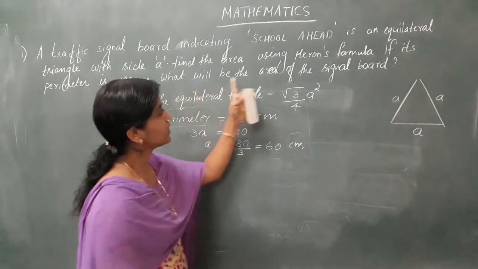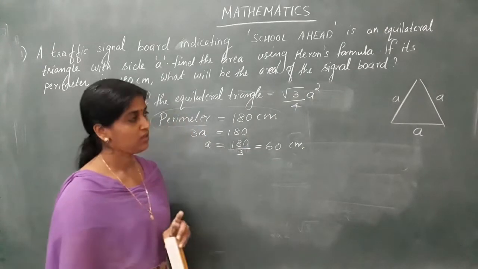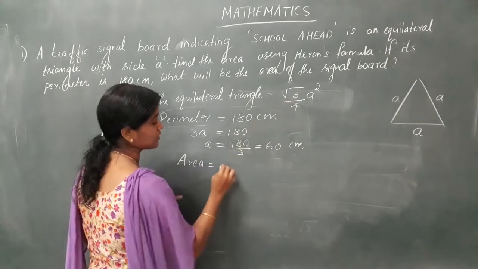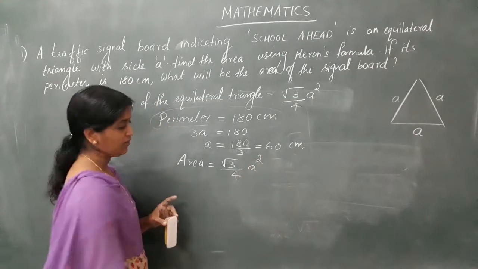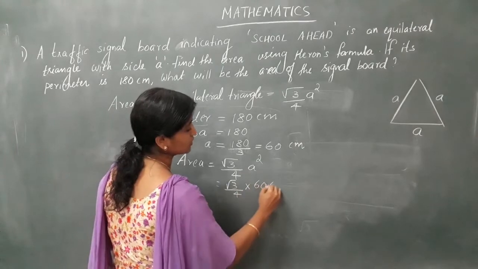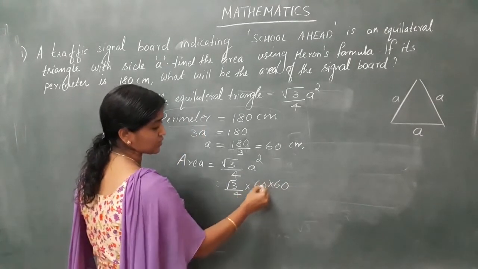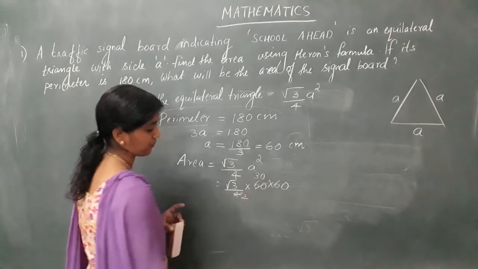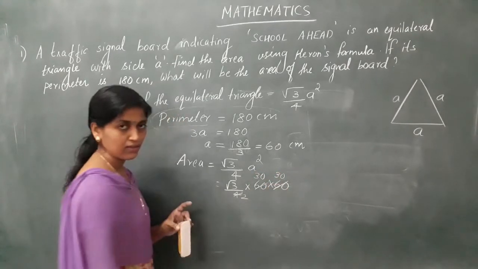So we have to find the area of the signal board when A is equal to 60 centimeter. So what will be the area? Area is equal to, we know the formula is root 3 by 4 A square, which is root 3 by 4 into 60 into 60. Again you can cancel by 2, so when you cancel it is 2 and here it is 30. Again I can cancel 60, I get 30.